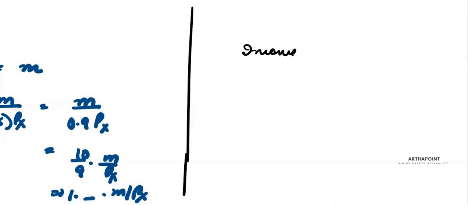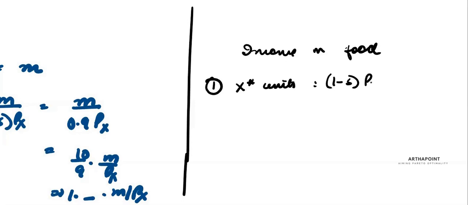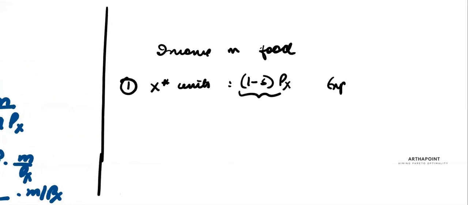So if he spends his entire income on food, for the initial X star units, he will be buying at the price of (1 minus S) into PX. Once he buys these units, what is the expenditure on these units? The expenditure will be (1 minus S) into PX into X star.